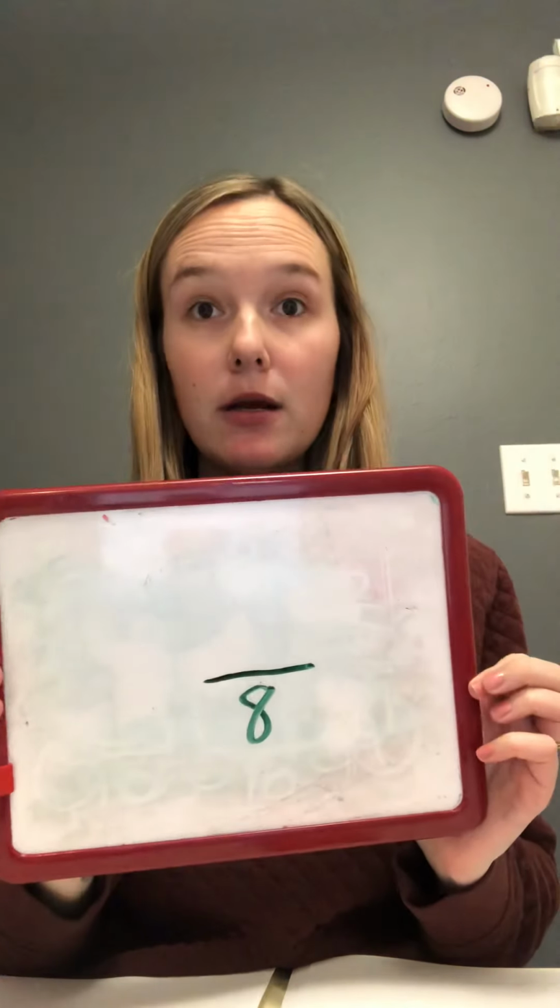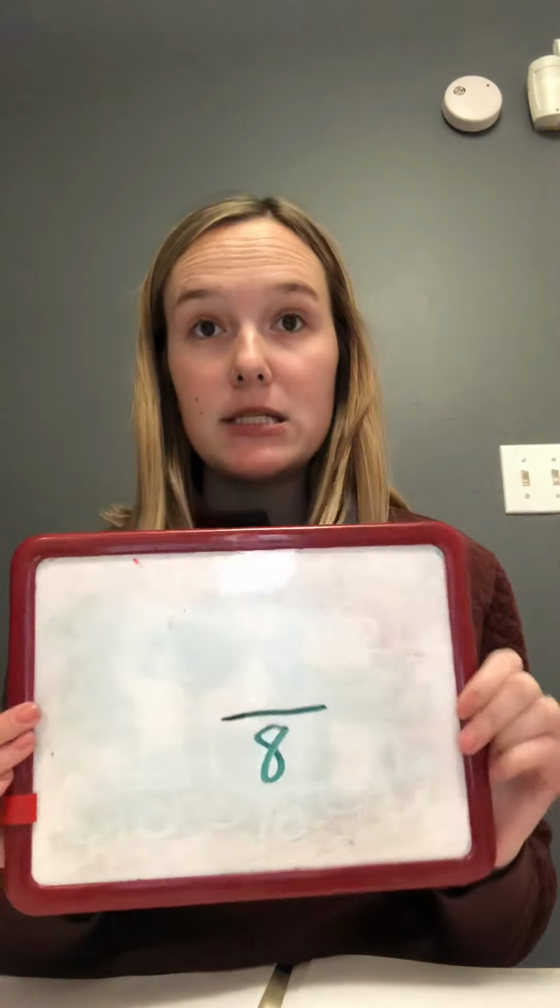So I'm going to say I have 8 pieces here. This is 1, 2, 3, 4, 5, 6, 7, 8. So I have 8 pieces of pizza. So remember, this pizza has 8 pieces, so that is going to be my bottom number. That's going to be my denominator, okay? Because it's telling me how many pieces of pizza I have. So my denominator is my bottom number. I have 8 pieces of pizza.